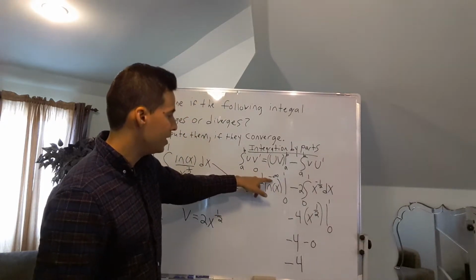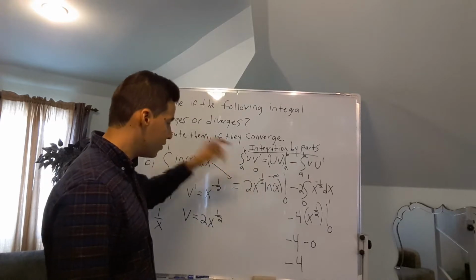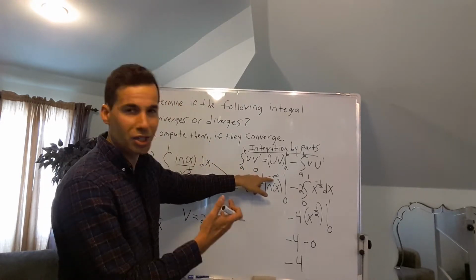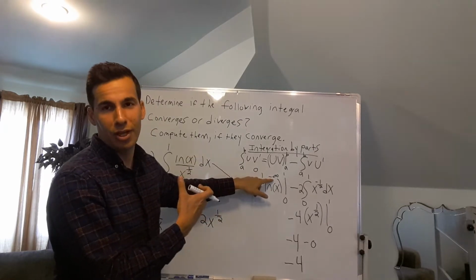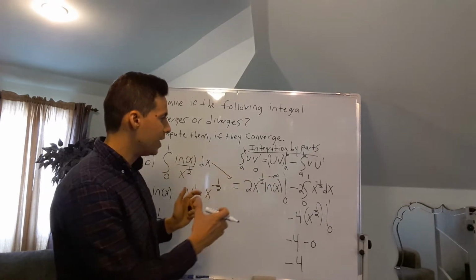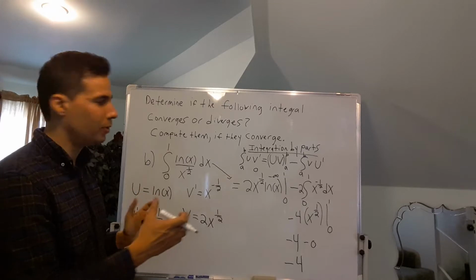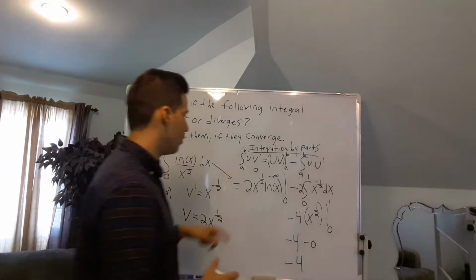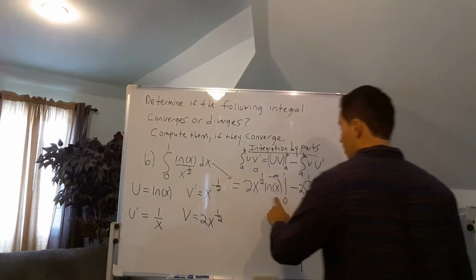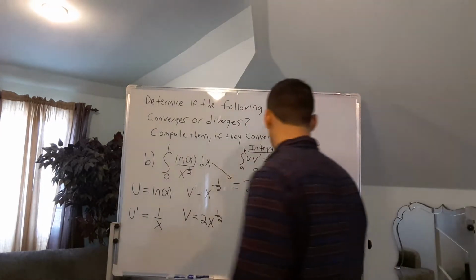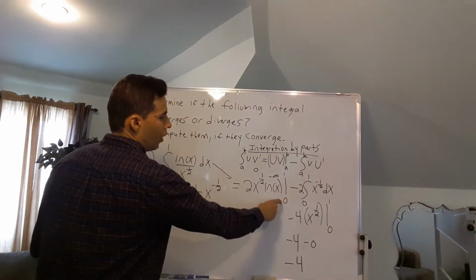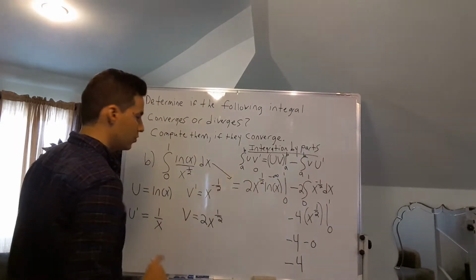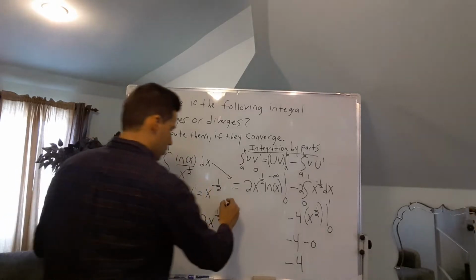0 times negative infinity: the 0 is pulling it towards 0, and negative infinity is pulling it towards a very large negative number. And we can't actually determine which one is going to win, it's indeterminate. So for this one, we're going to have to use L'Hopital's rule. We just want to know what's going to happen to this function when x is approaching 0. So let's continue this over here.